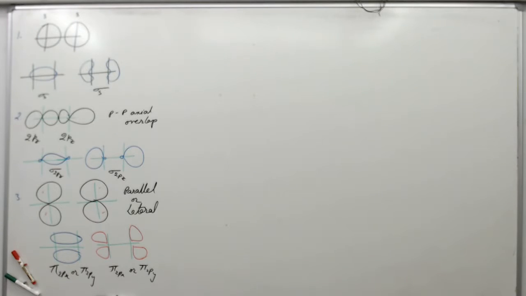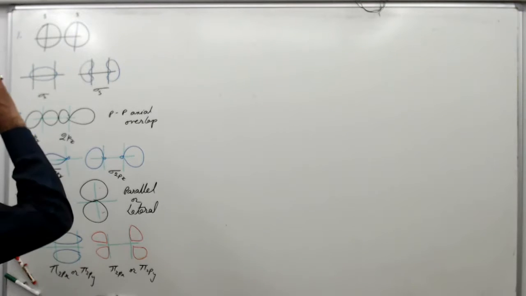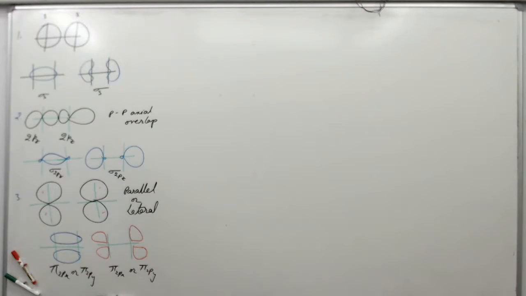So that is what we have as pi 2px or pi 2py. This is what we have as sigma 2pz. Now, we can distinguish these orbitals in one more way.